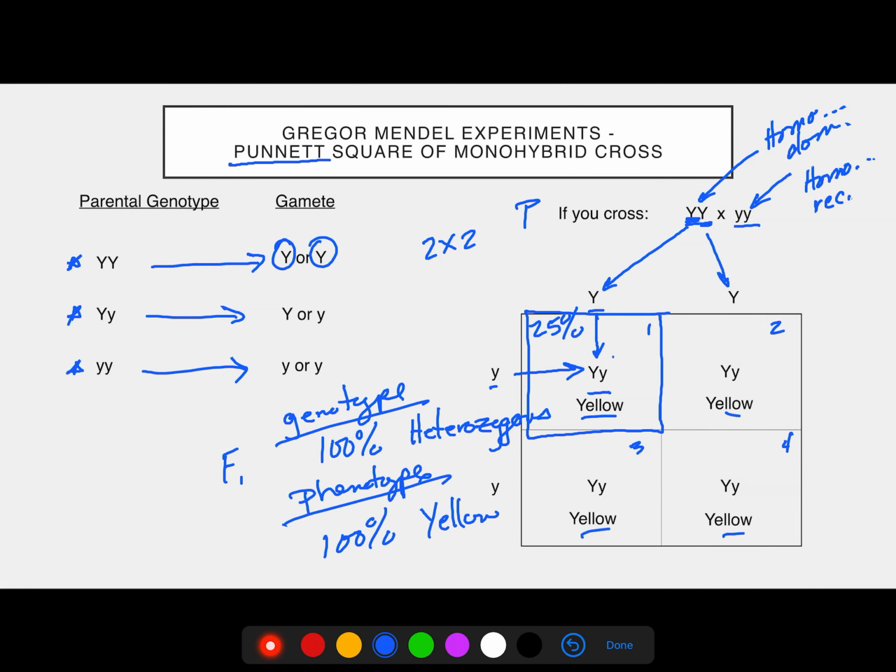So that's kind of how you use a Punnett square, and we do this where we follow one particular trait. In this case, we're doing something like seed color. And since we're following one trait, we call that a monohybrid, because you're creating hybrids that are not true breeders. Monohybrid cross. So this is a Punnett square of a monohybrid cross.